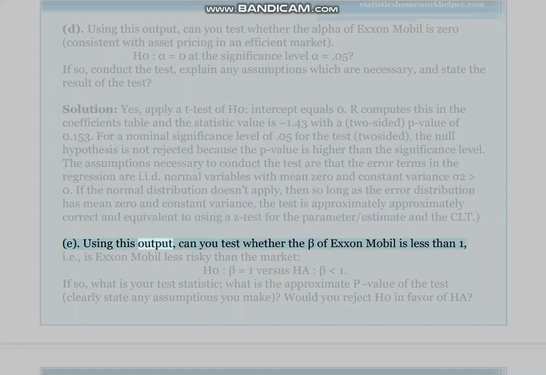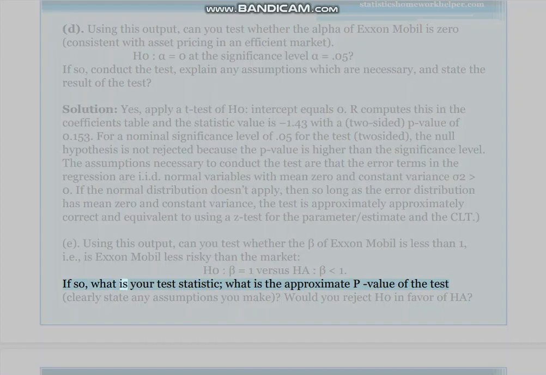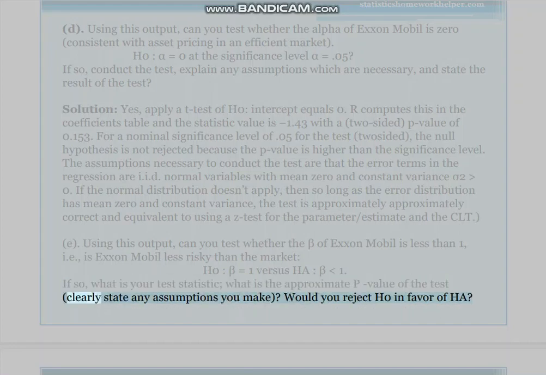E. Using this output, can you test whether the beta of ExxonMobil is less than 1, i.e., is ExxonMobil less risky than the market? H0: beta equals 1 versus HA: beta less than 1? If so, what is your test statistic? What is the approximate p-value of the test? Clearly state any assumptions you make. Would you reject H0 in favor of HA?